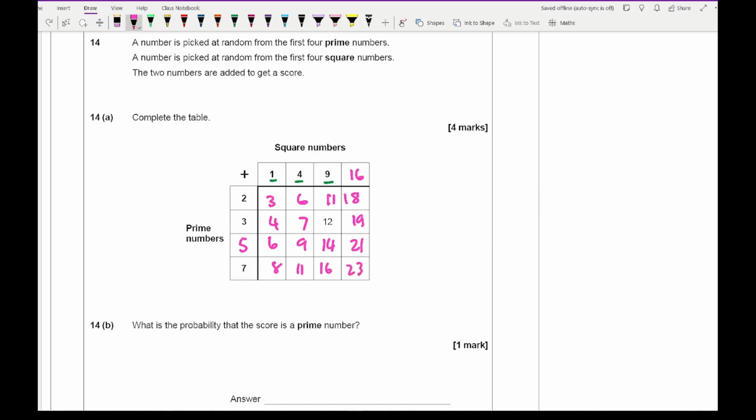The next question then says, what is the probability the score is prime? We just need to highlight all the prime numbers. So we've got 3, so all in all, we've got 6, 16, 4 out of 8.